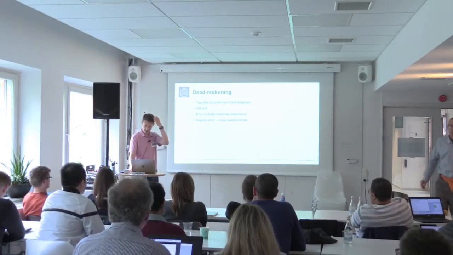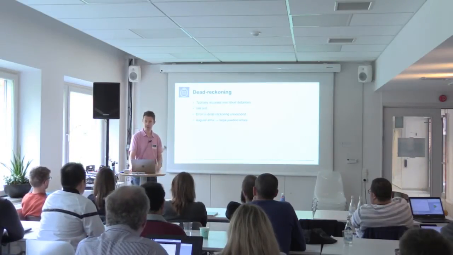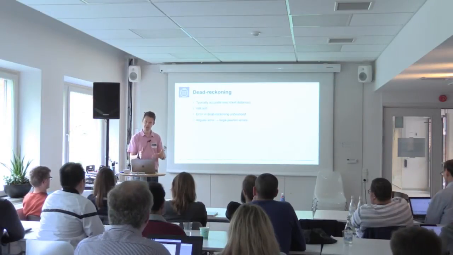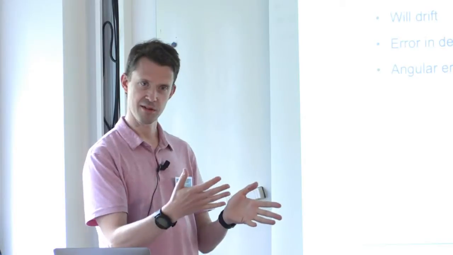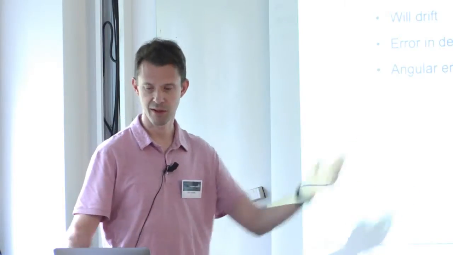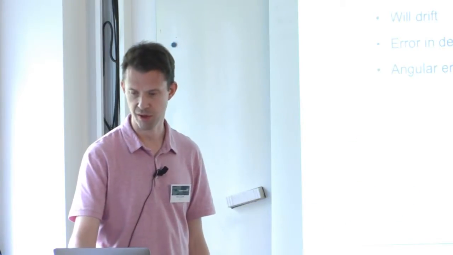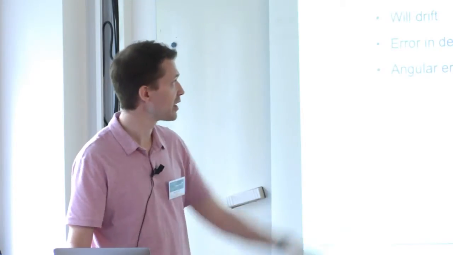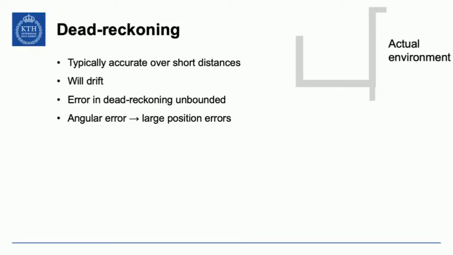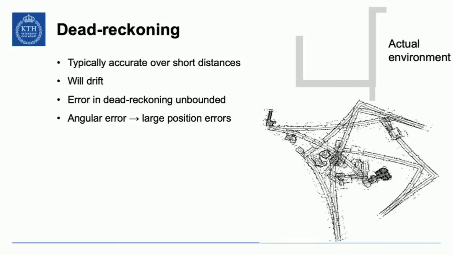And as you can imagine, if something unexpected happens, maybe there is a wheel slip, like Jana talked about, the robot turns and doesn't really know about it, it will get a really, really large position error. So here's an example environment, and the robot was driving back and forth 2 times in this environment, and just looking at the information from the odometer made the robot think that this is how the environment looks like.